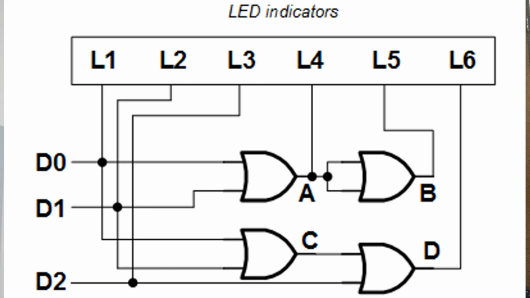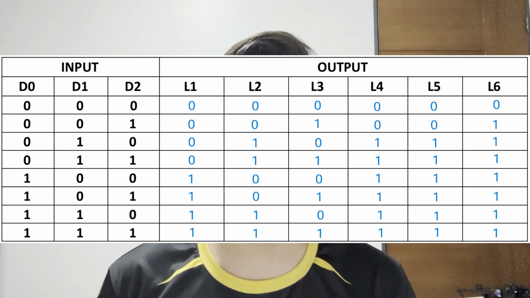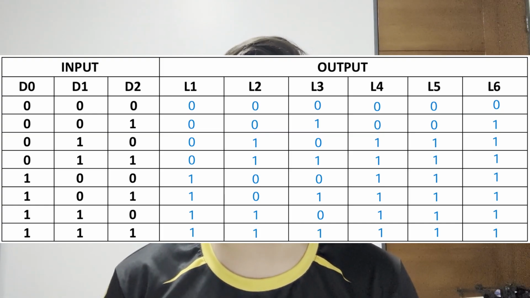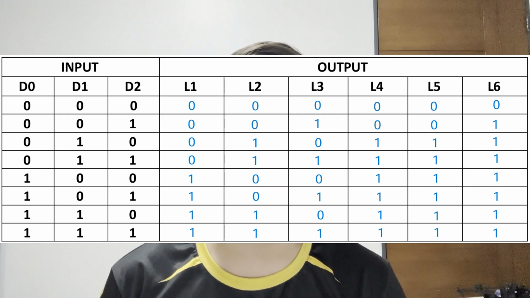Lastly, for L6, it takes input from gate D, which takes input from gate C and D2. Now, gate C takes input from D0 and D1. This would mean that gate D takes output from all the switches. Thus, if any of the switches were on, L6 is automatically on. Here is the truth table of the significant changes of its respective input combinations.